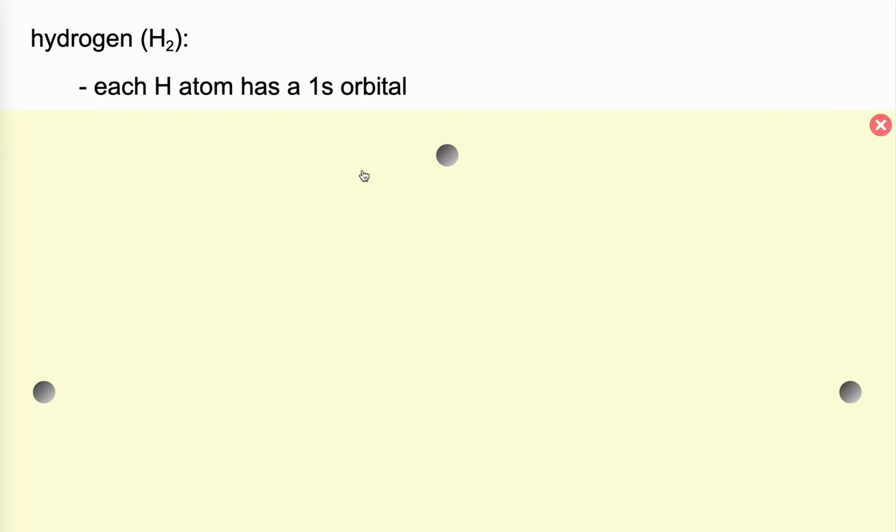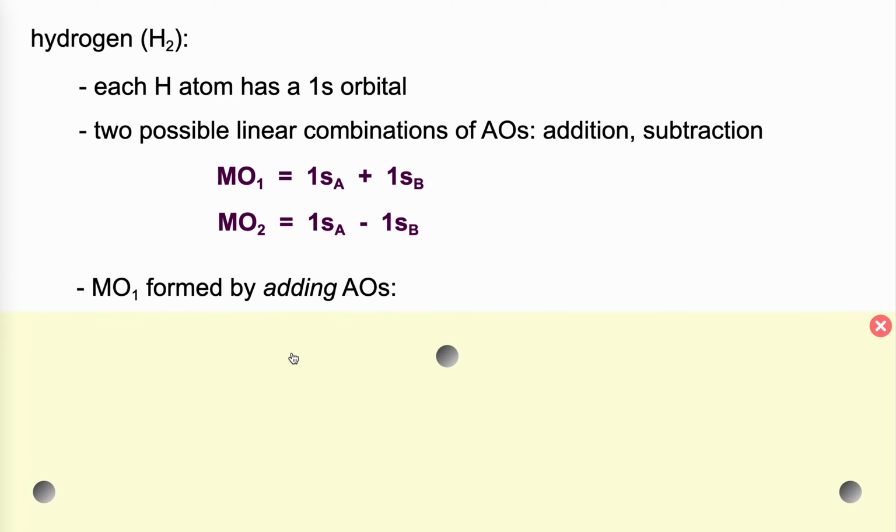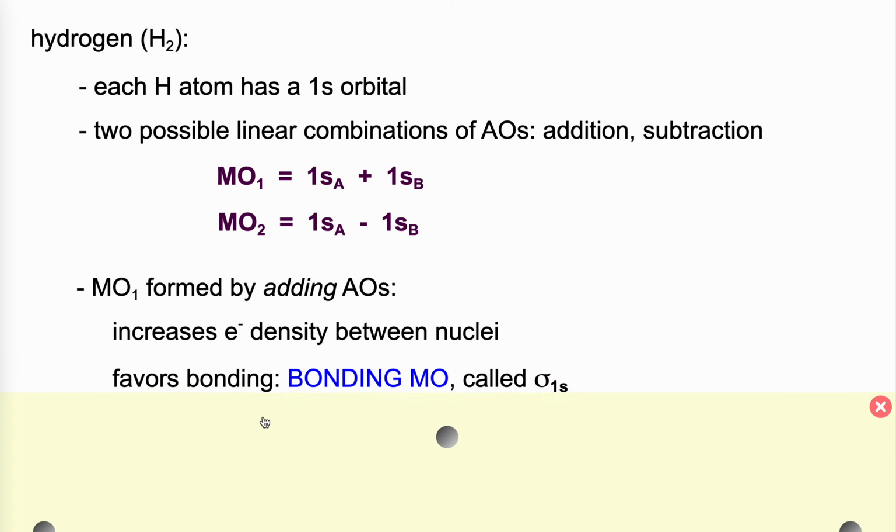If we're going to combine the 1s orbitals in a linear fashion, we can do so in 2 ways. We can obtain one molecular orbital by adding together the 1s orbitals on atoms A and B. So molecular orbital 1 is 1sA plus 1sB. Or we can form another molecular orbital 2, by subtracting: 1sA minus 1sB. The first molecular orbital is formed by adding the atomic orbitals, and in doing so, we increase the electron density between the 2 nuclei. That favors bonding, and we're going to call that the bonding molecular orbital, sigma 1s.